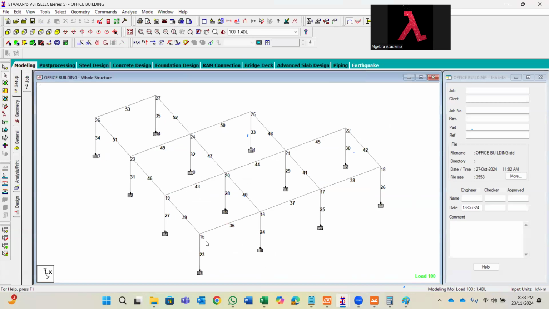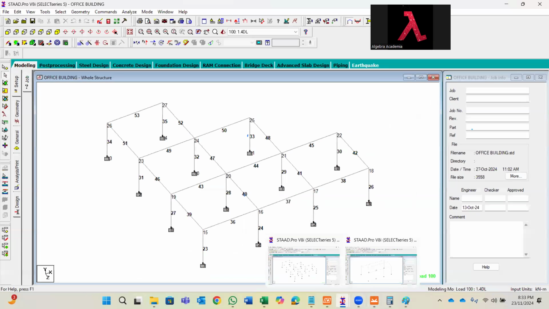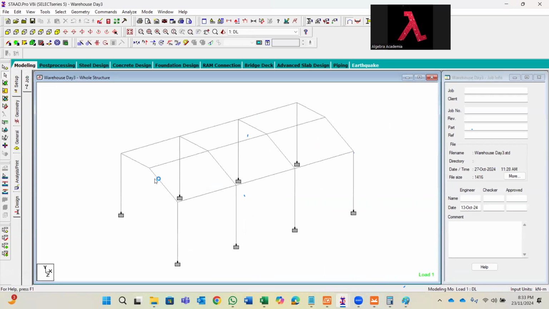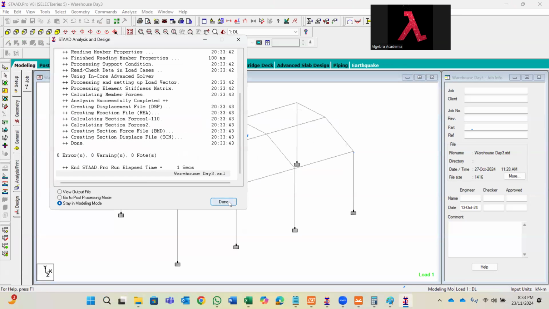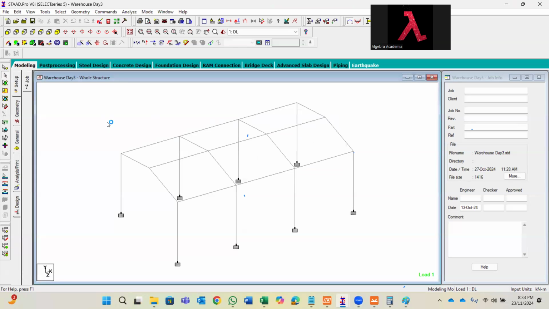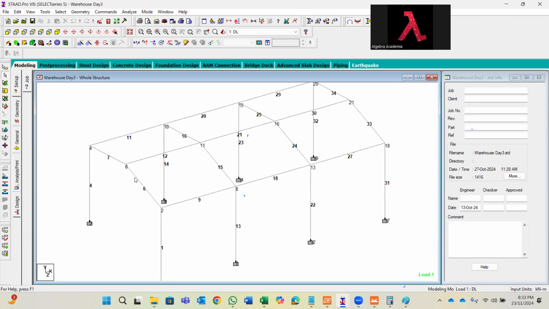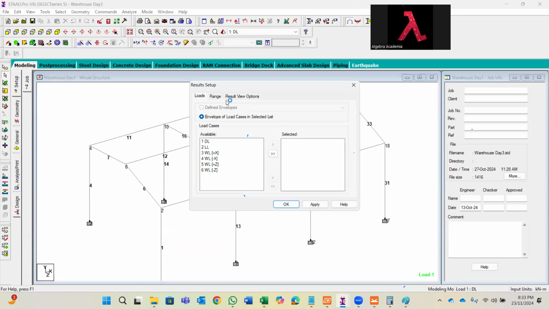I'll go back to the other connections. For an example, let me go to the beam to beam connection and the beam to column connection as well. In a similar way, let me run the analysis. Then Shift N, then Shift B. Fantastic. So with Shift B, can you see the beam number is 6 and the node number is 2, right? Going with the result setup, I'm not going to change the option.